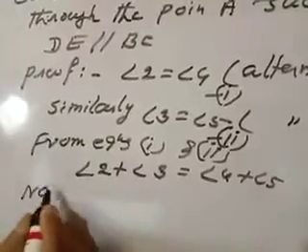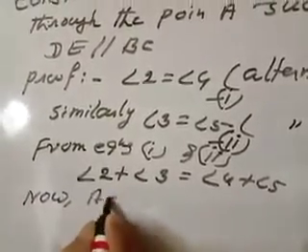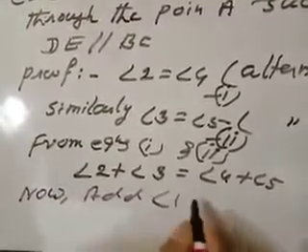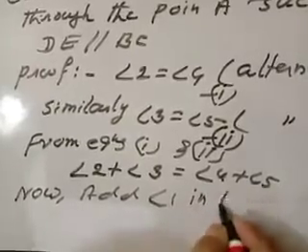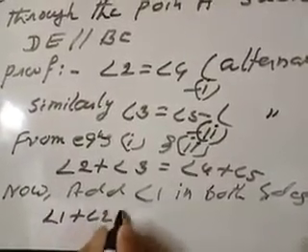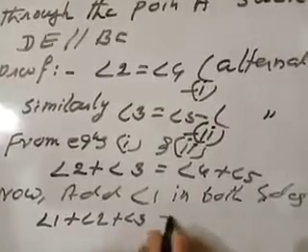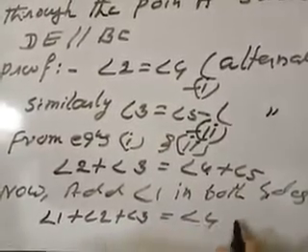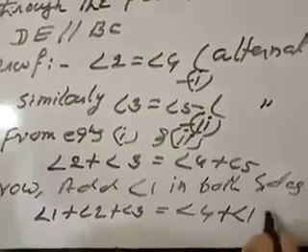Now add angle 1 on both sides. Angle 1 on both sides you add. So it will be angle 1 plus angle 2 plus angle 3 is equal to angle 4 plus angle 1 plus angle 5. On both sides I have added angle 1.